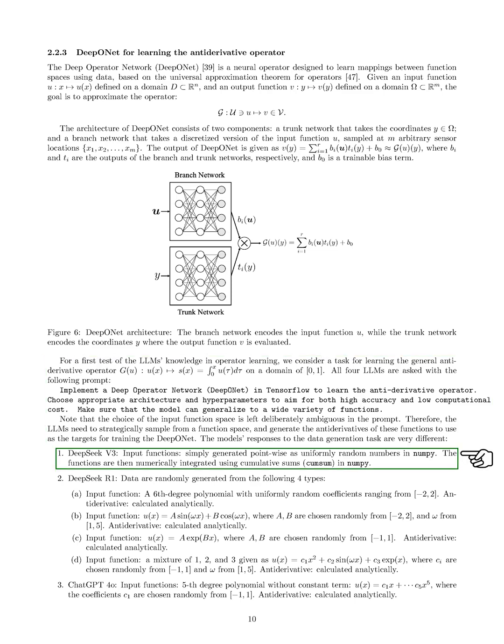The LLMs approach the data generation task differently. For instance, DeepSeek v3 generates input functions as random numbers and integrates them numerically. DeepSeek R1 creates data from 4 types of functions, including polynomials and trigonometric functions, calculating their antiderivatives analytically. ChatGPT 4o uses 5th-degree polynomials, while ChatGPT o3 mini-high employs Fourier series, calculating antiderivatives numerically.